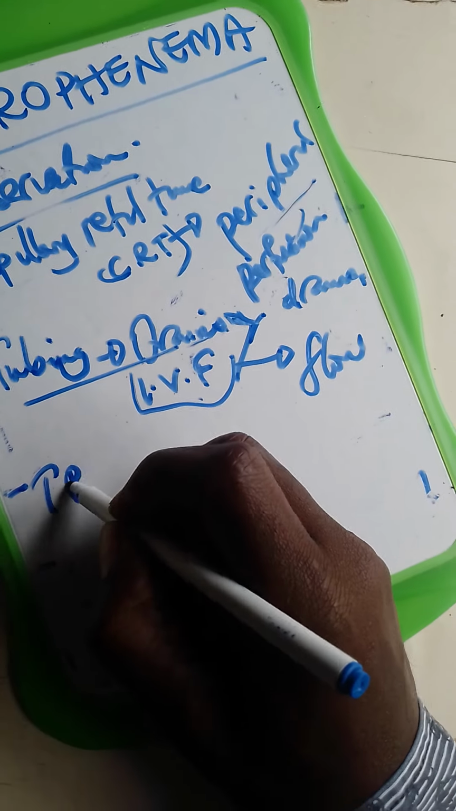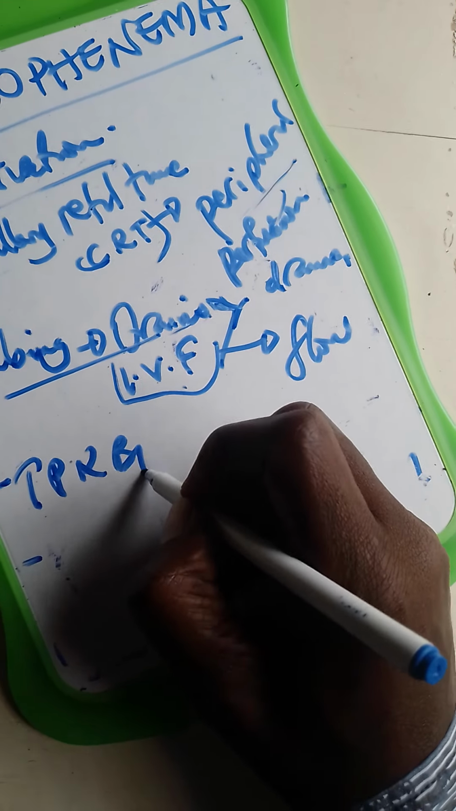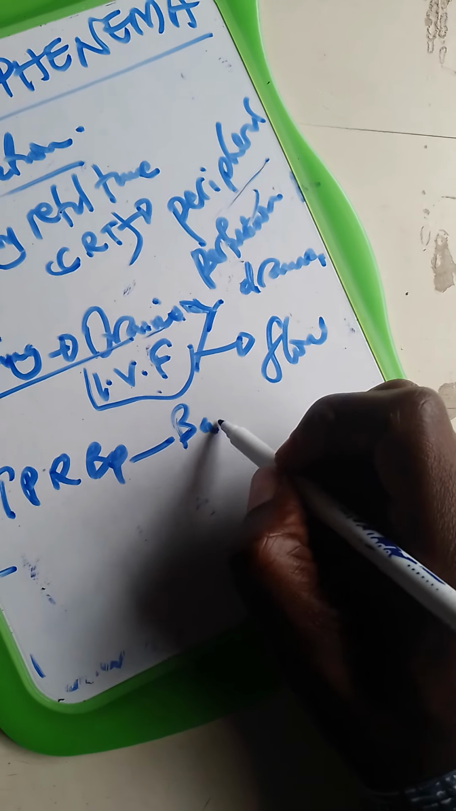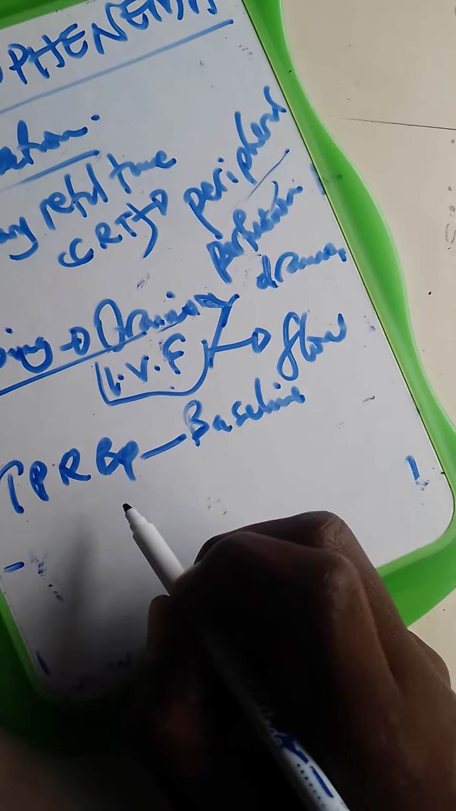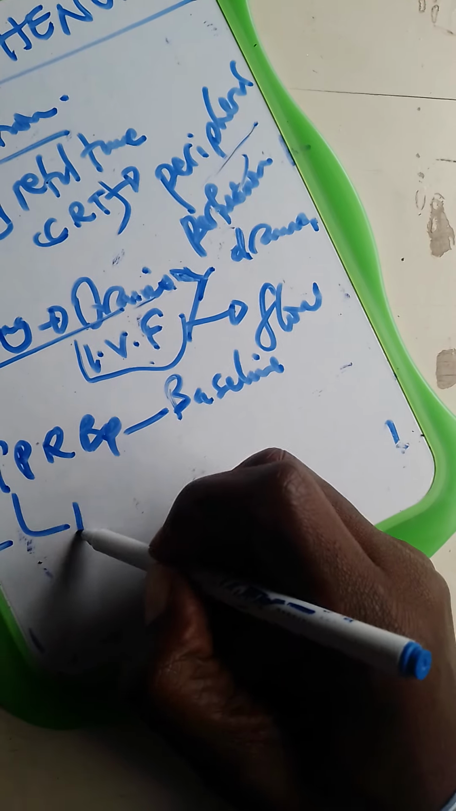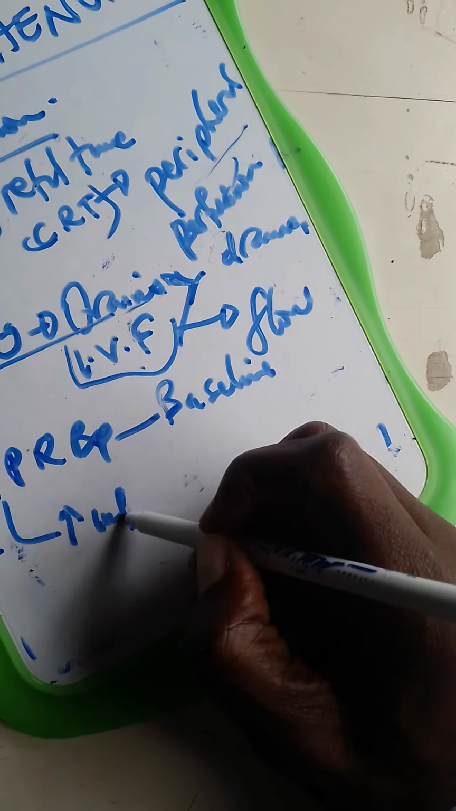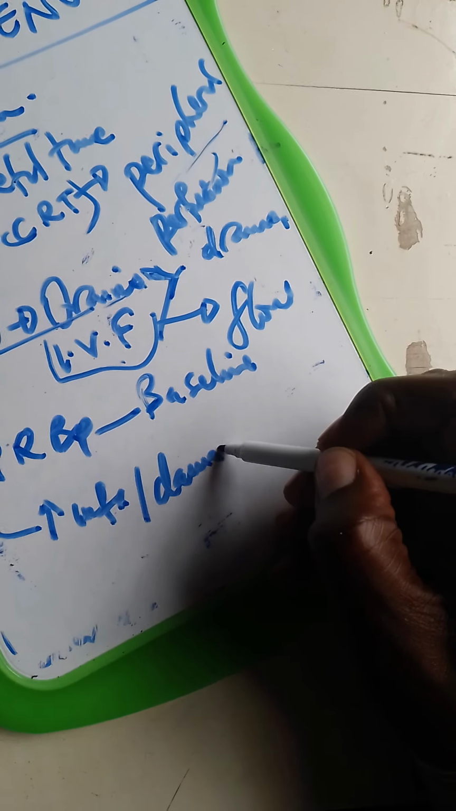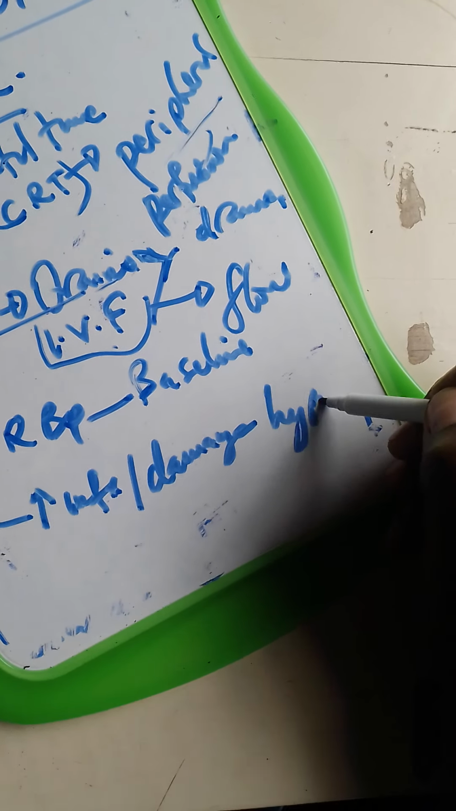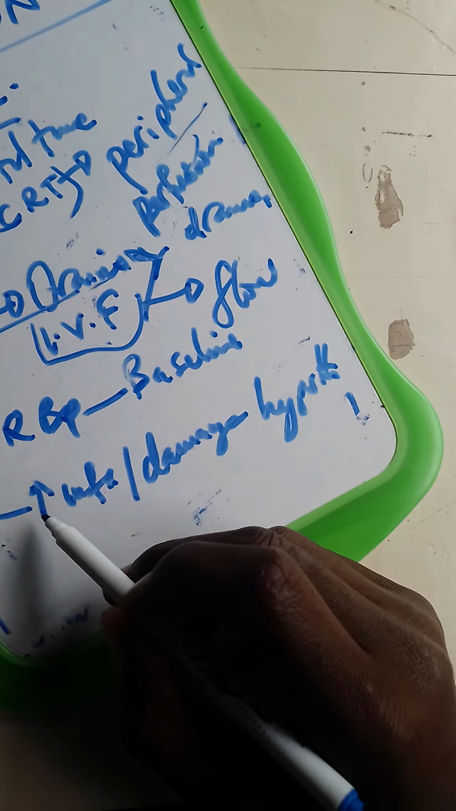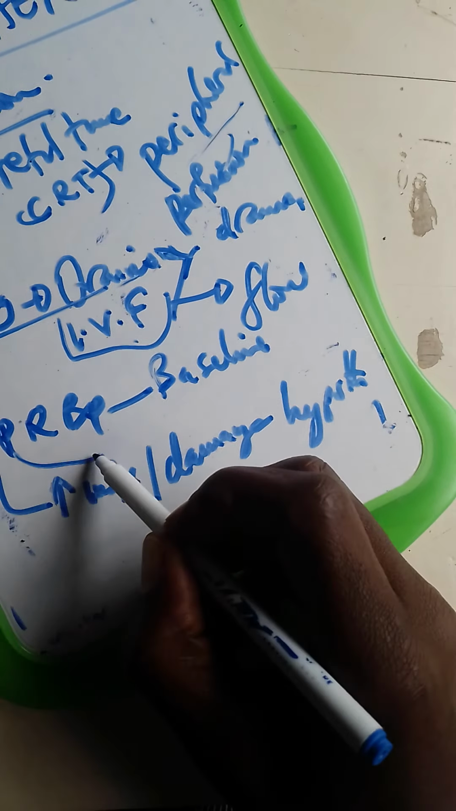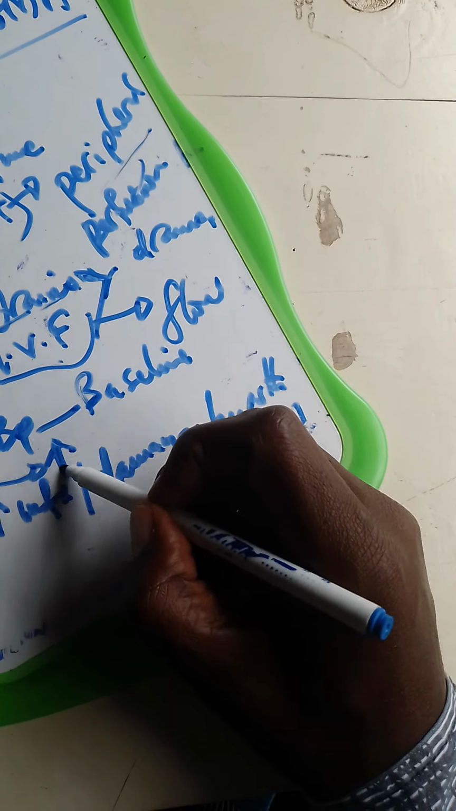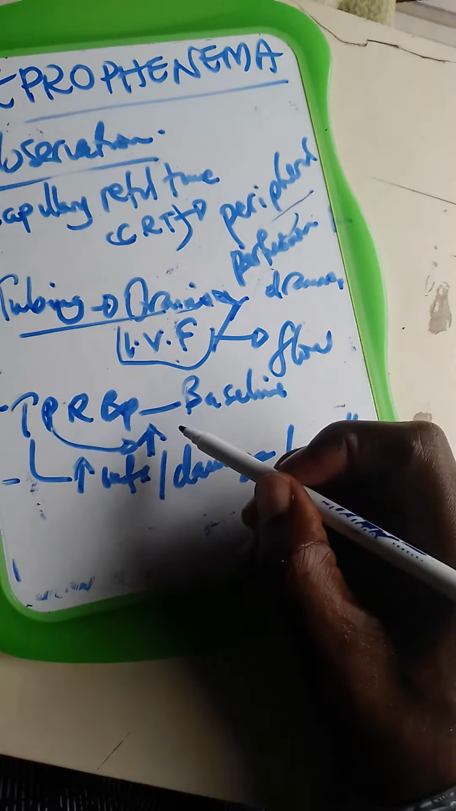Then you can also do TPR and BP. These ones you need to get for baseline. But if the temperature is high, sometimes it may indicate an infection, or there can be damage to the hypothalamus, or there's an infection. If the temperature is high, then you look at the pulse. If the pulse is high, sometimes you find that it's high because the patient has gone into hypovolemic shock.